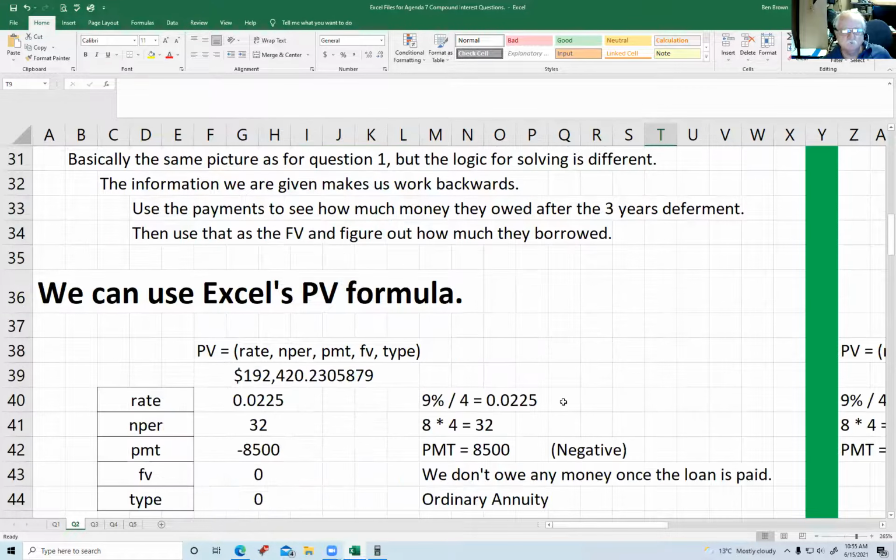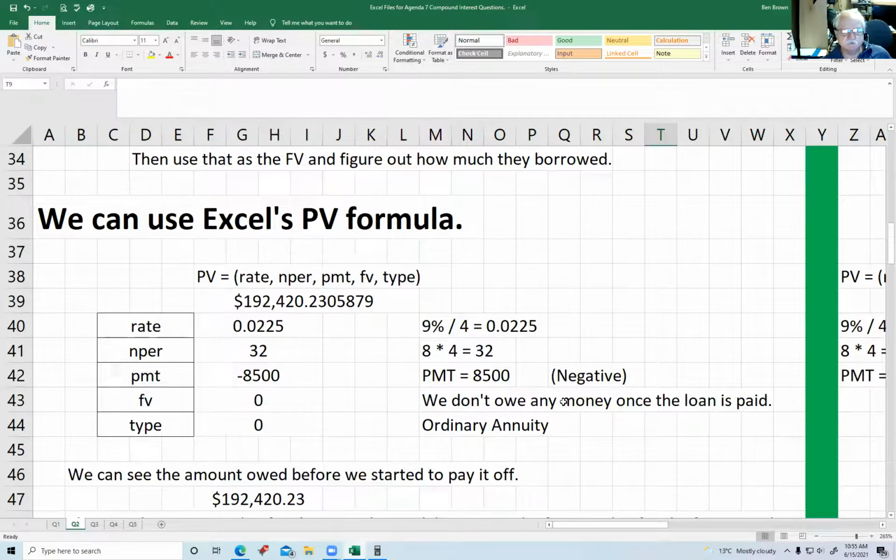So let's take a look using Excel's present value formula. We know the rate, but for Excel, we have to calculate it. 9% divided by 4. This is basically our calculation for I. We also have to calculate the number of periods. It's 8 years, 4 times a year is 32.